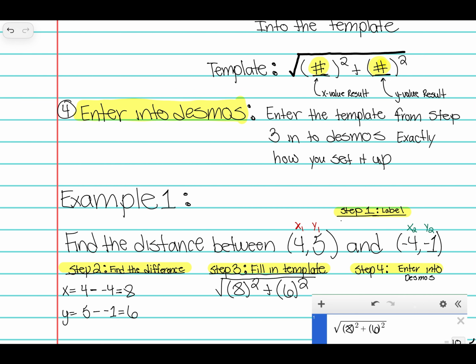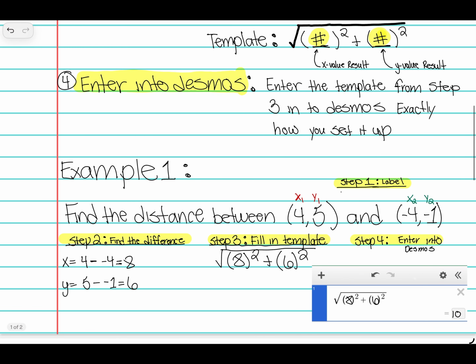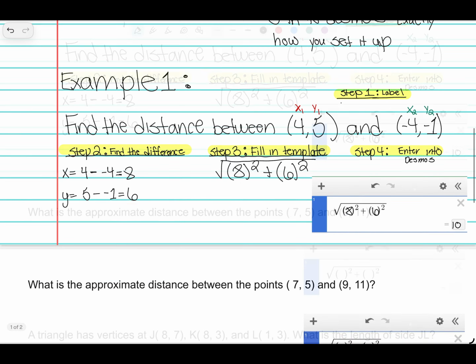Okay? Now, if you notice in step 4, that's when you go to Desmos. And if you can see, between this one and the one that I typed in Desmos, they look exactly the same. I have my square root symbol, parenthesis 8, closed it, squared, plus open parenthesis 6, closed it, squared. And then that gave me my result as being 10. Now that we've seen what it should look like and how the steps actually work for us, let's go through and do a couple more examples.